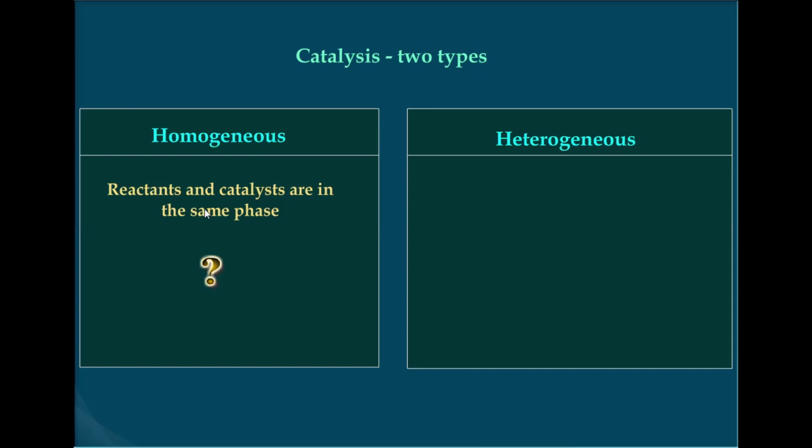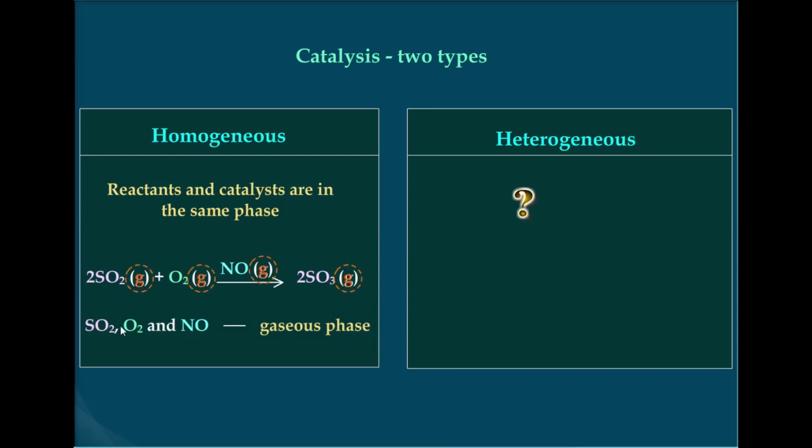What do you mean by homogeneous catalysis? It's when the reactants and the catalyst are in the same phase. For example, sulfur dioxide combines with oxygen in presence of NO to form SO3. Here, the catalyst, the reactants and the products are all in the gaseous phase, and that type of catalysis is called homogeneous catalysis. Here, SO2, oxygen and NO are in the gaseous phase. There are many similar reactions given in your textbook.